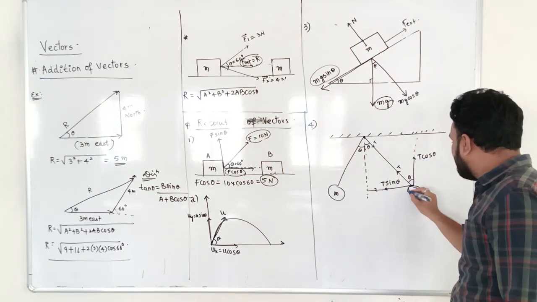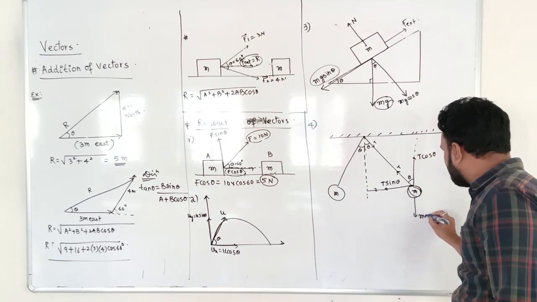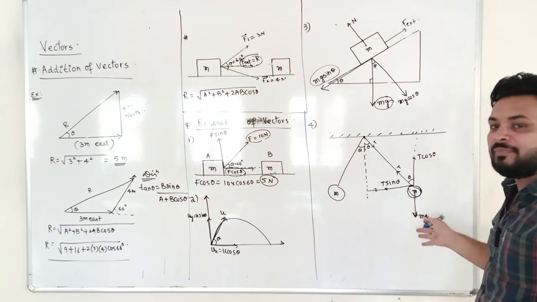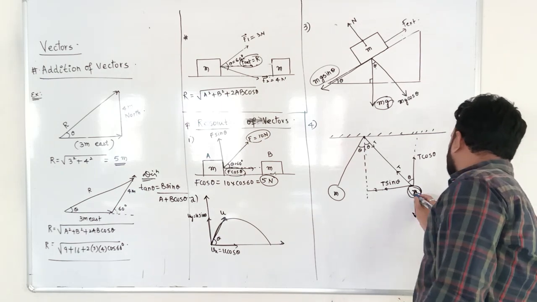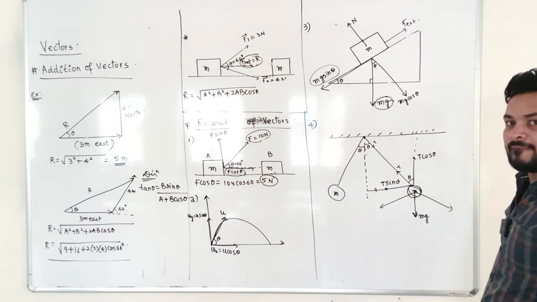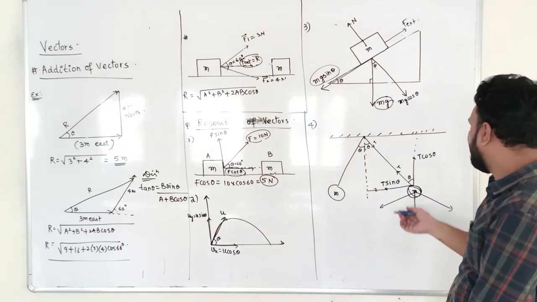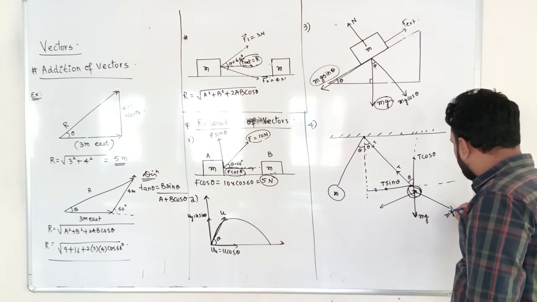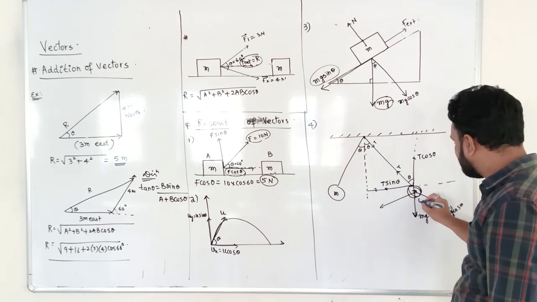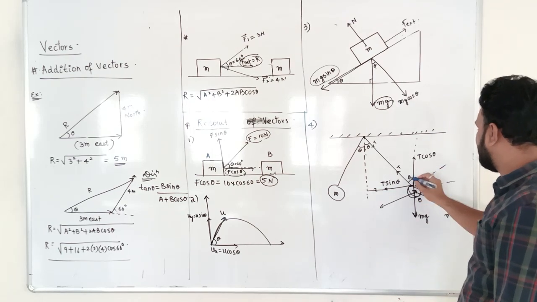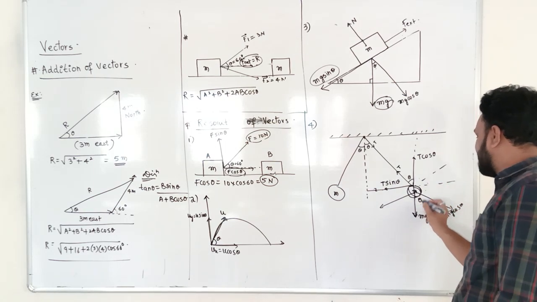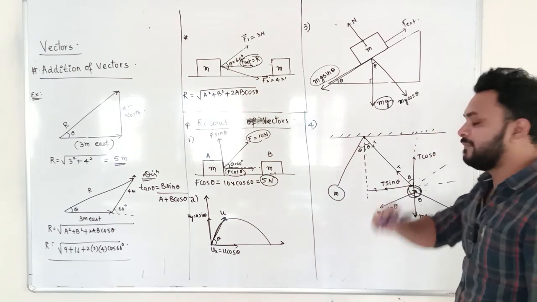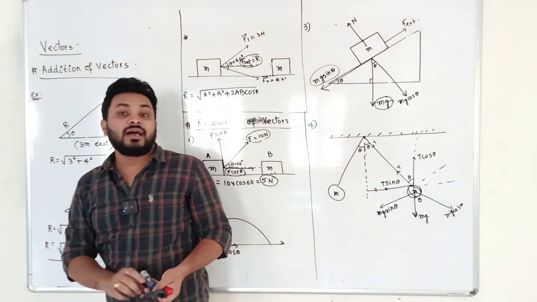Understood? What is the weight? Weight is acting toward the center of the earth, mg. Again, mg has two components, one in this direction, another in this direction, and this is the resultant. If I take the value of the angle, this will be mg cos theta and this will be mg sin theta. This is how exactly we are resolving the components.